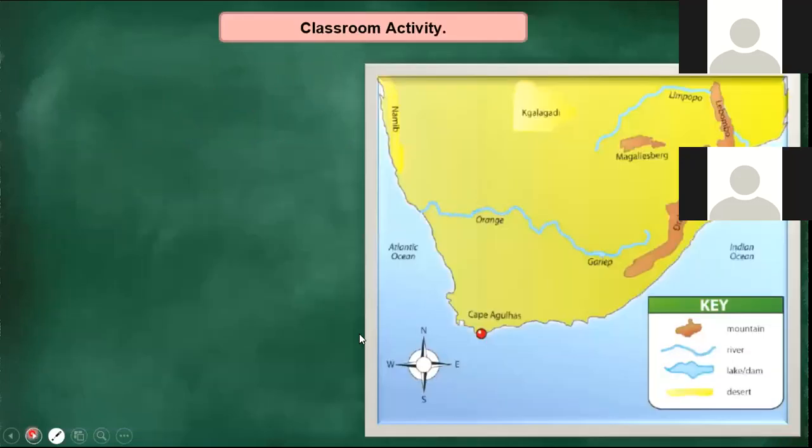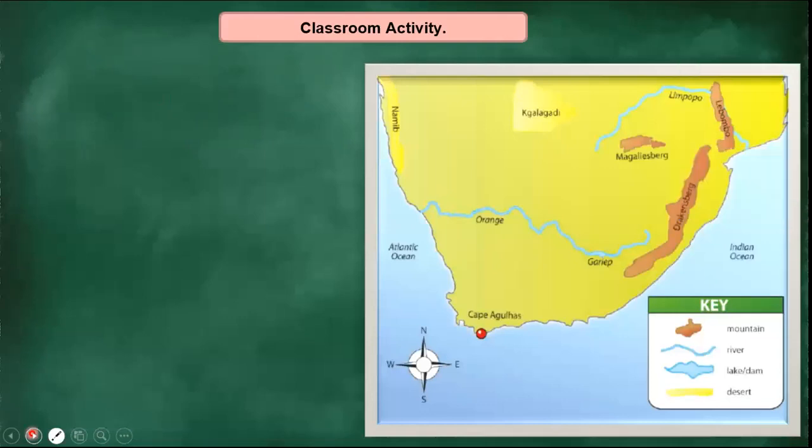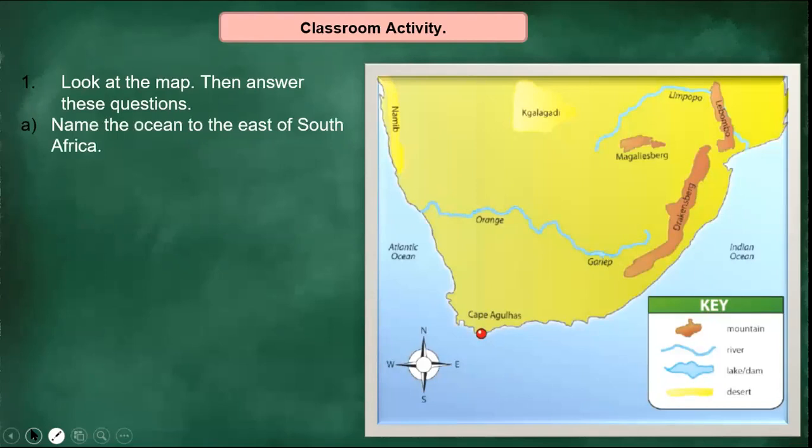Class activity. This was the map I was showing you about. I also told you that land is colored green and sometimes brown. So here it is green. It shows land. Okay, don't be confused. And this is a physical map showing natural things. Look at the map, then answer the following question. Name the ocean to the east of South Africa. The ocean to the east of South Africa. We learned about directions yesterday. So let's see, we have Tyron.